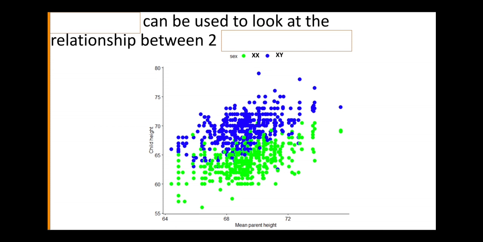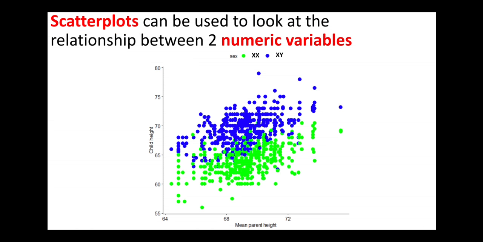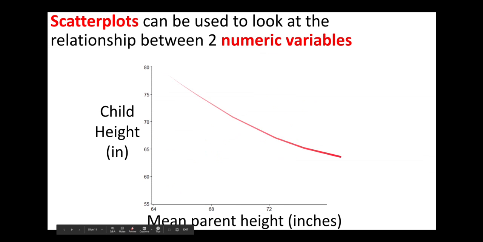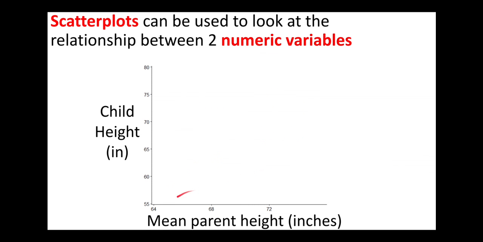Now, scatter plots work when you have two numeric variables and you're interested in the relationship between them. I do have data here for two different groups, XX and XY individuals, but the main aspect of the data I'm interested in is the relationship between the x-axis variable and the y-axis variable. So in this particular data set, we're going to compare the mean of parent height against the mean of child height.